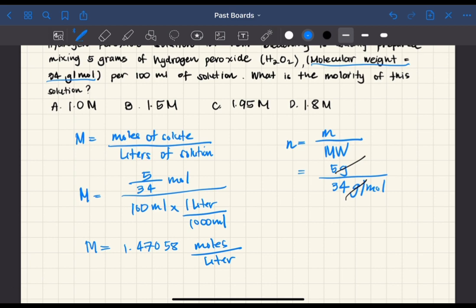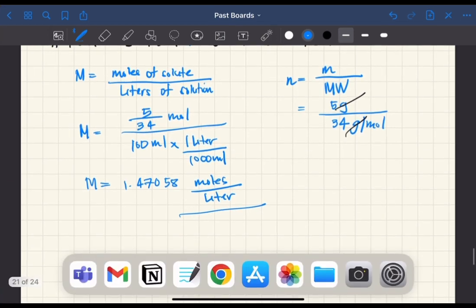So in the choices, the nearest to this 1.47 is 1.5 M, 1.5 moles per liter. So the answer for this problem is letter B, 1.5 moles per liter. So take note the unit of molarity, moles per liter or just M. Now let's solve another problem.